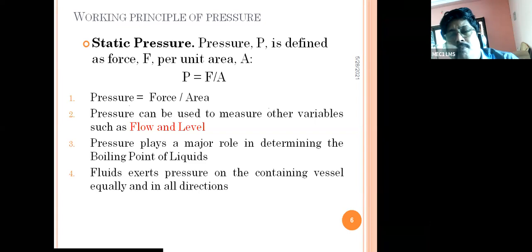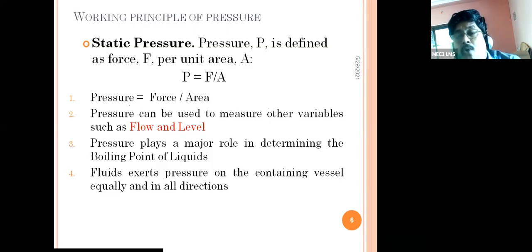Here, pressure and temperature are related. What is the meaning of pressure rises? The temperature rises, right? And a fluid exerts a pressure on the containing vessel equally and in all directions. Right. Here is an example, see here, manometers.